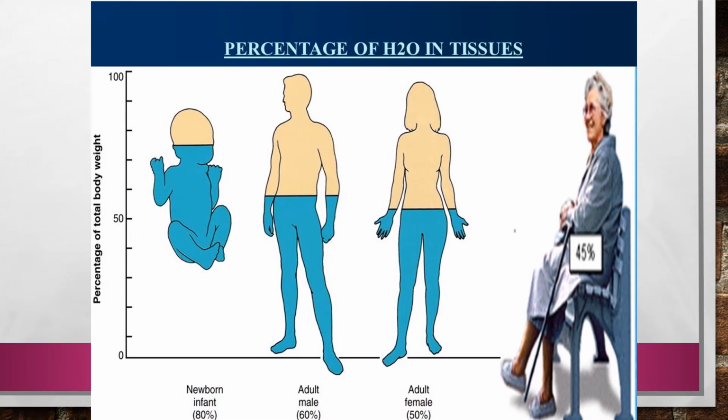Next is the percentage of water in the tissues, based on age. In the newborn period, 80% of the body is water. When we become adult, it is 60% for a male and 50% for a female. In old age it is 45%.